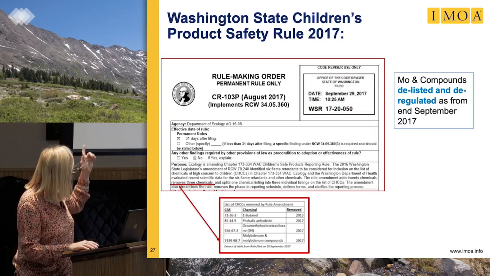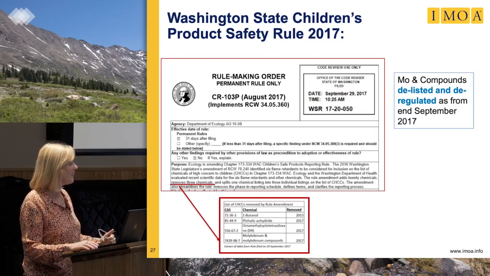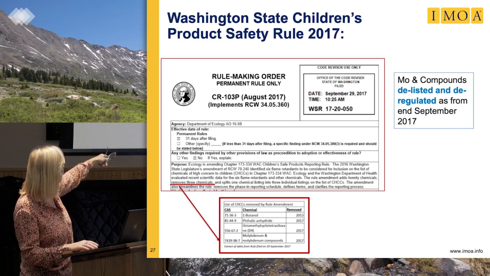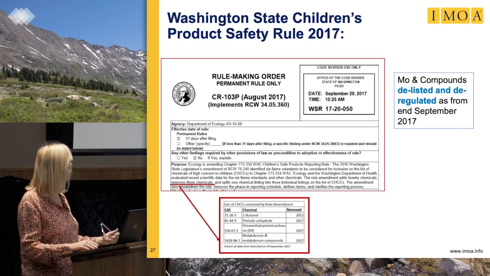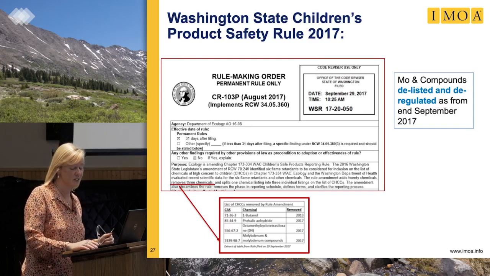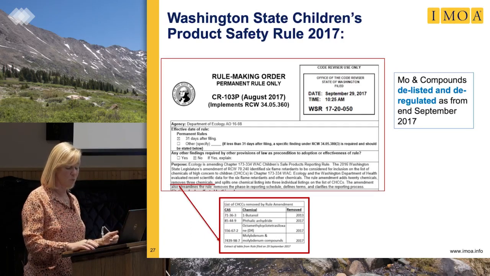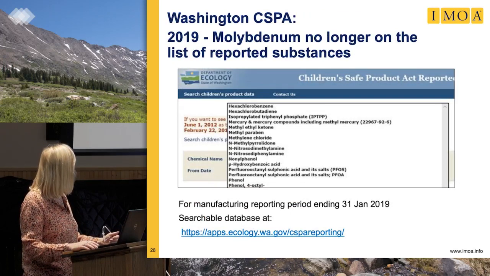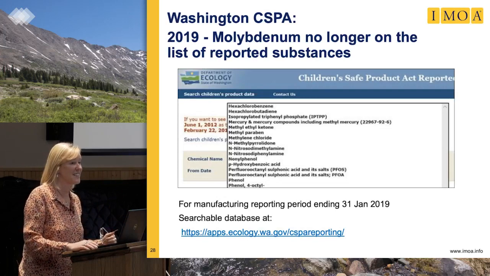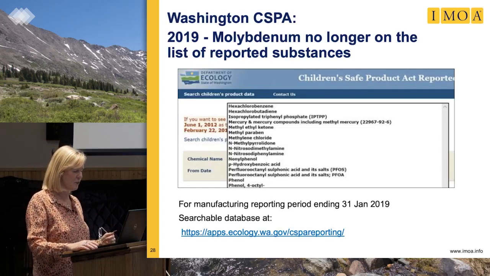So this is just a screenshot of the permanent rulemaking order, so that you can see that after that dialogue, there were about 20 chemicals that were added and 3 chemicals that were removed. And moly and compounds at the bottom there were removed. And so that was deregulation at the end of September 2017, using our molybdate effects data set as an assessment tool. And we went back and checked afterwards. We said, okay, let's have a look at their 2019 listing. Is moly still on the list for any reason? And no, if you look at the M section, there's no M for molybdenum.